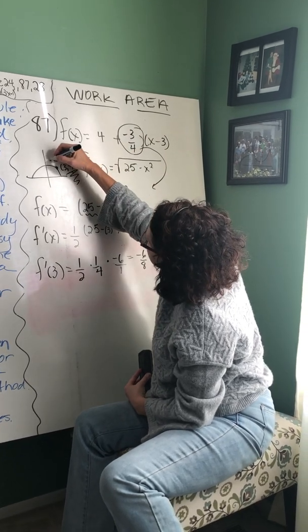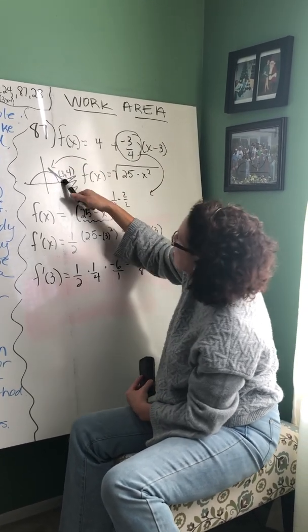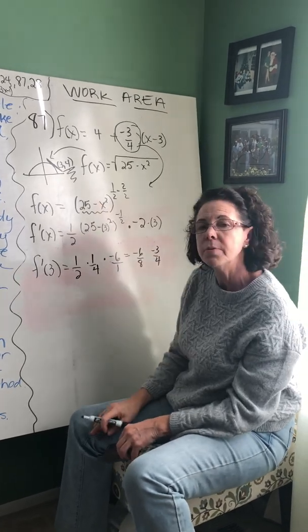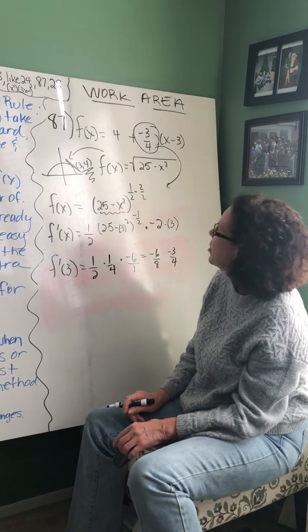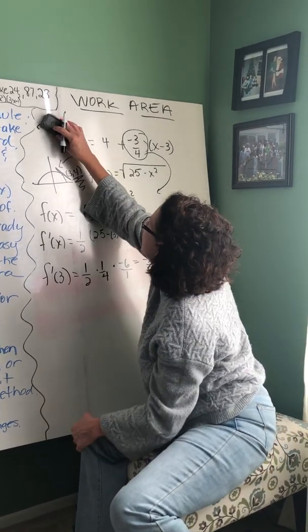Take a look over here, class. If you drew that tangent line, without a doubt, that is a negative slope that you see right there. And apparently it's a negative 3/4. There's number 87. Last one, number 28.